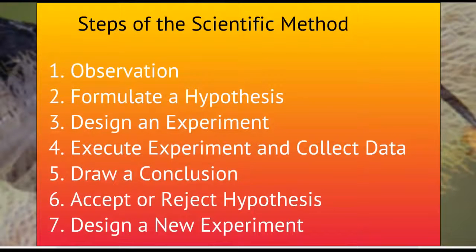They are: number 1, observation; number 2, formulate a hypothesis; number 3, design an experiment; number 4, execute experiment and collect data; number 5, draw a conclusion; number 6, accept or reject a hypothesis; and number 7, design a new experiment to continue testing your hypothesis. After you have executed an experiment, you should also ask yourself, how can I further test this principle or try to further explain my observation? This ties into step number 7.